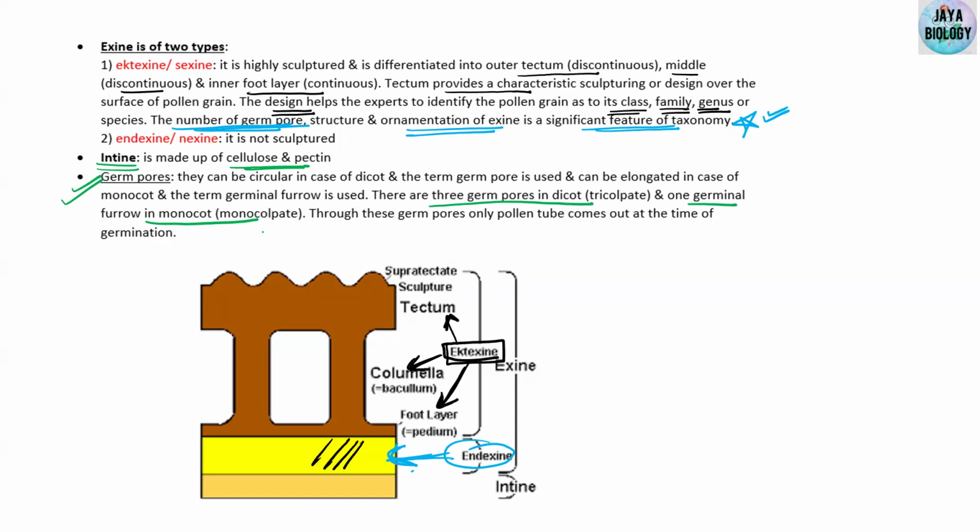Clear? There are 3 germ pores in dicot and 1 germ pore in monocot. So we can write this way, germ pore can be 1 in monocot. It can be 2 or 3 in case of dicot. Clear? So I think the exine and intine, the 2 walls of the pollen grain, are easy for you.